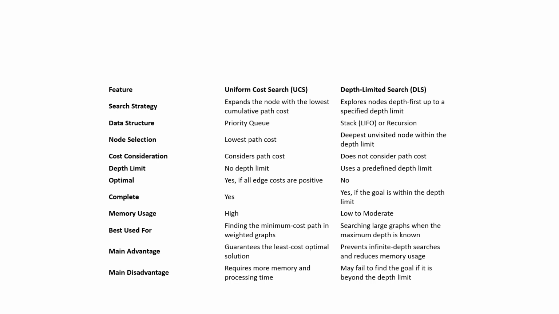And the main advantage here is the guarantee of the least cost solution. Definitely we can guarantee the minimum cost optimal solution in the uniform cost search method. At the same time, depth limited search prevents infinite depth searches and reduces memory usage. For these reasons it is applicable. We can prevent the infinite depth search, omit unwanted search, and also reduce the memory usage. So those are the main advantages over here.